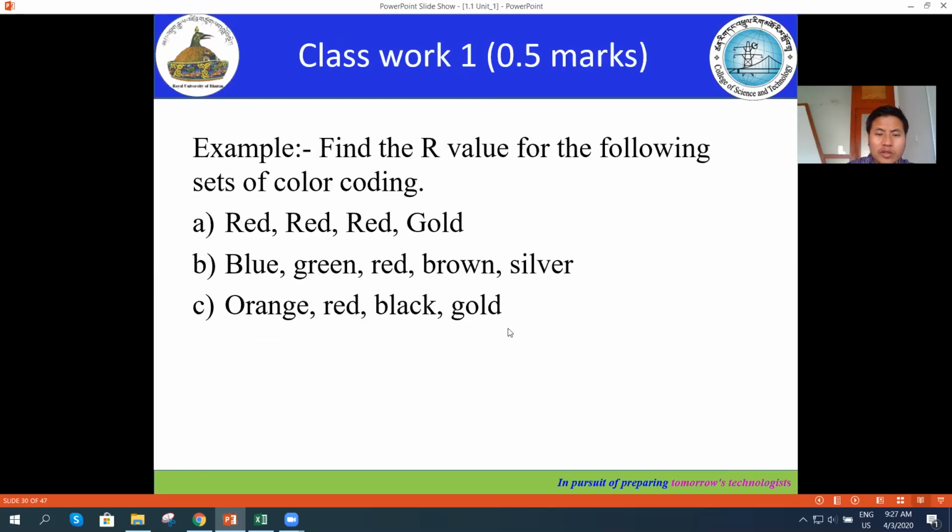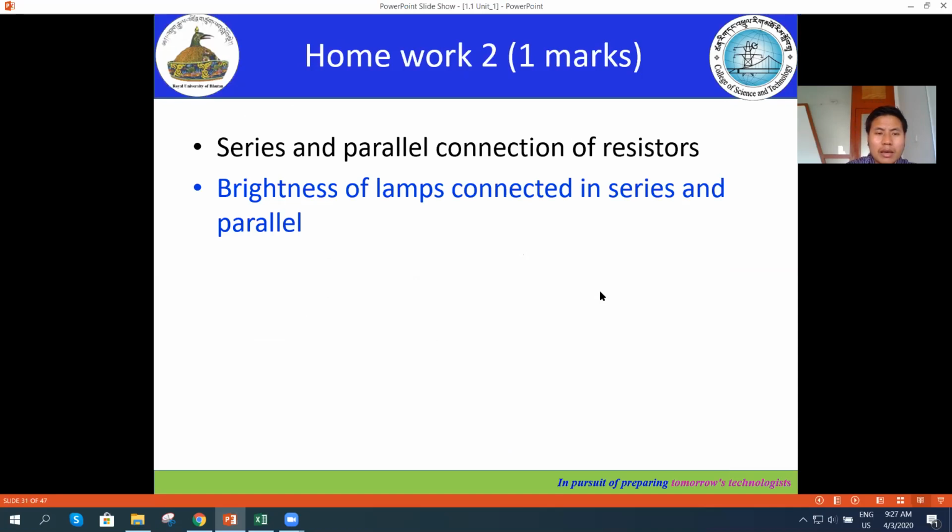Here you have this small classwork. You can try it yourself to find the R value for the following sets of color codes. Then you can try the homework on series and parallel connection of resistors. Once you know the series and parallel connection behavior of resistors, you will also understand the brightness of lamps connected in series and parallel. You can try to look into this too. In the next session, we're going to discuss the capacitor and the inductor.